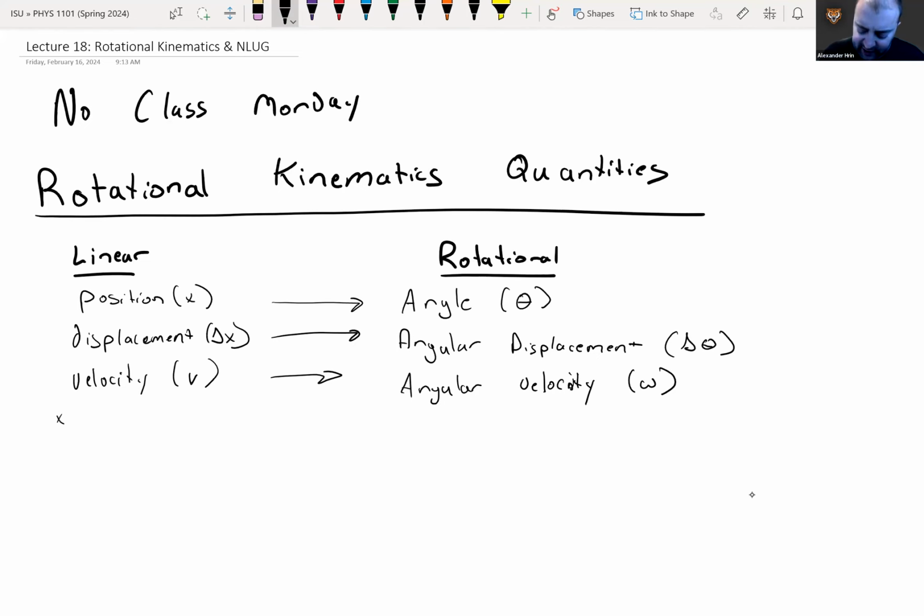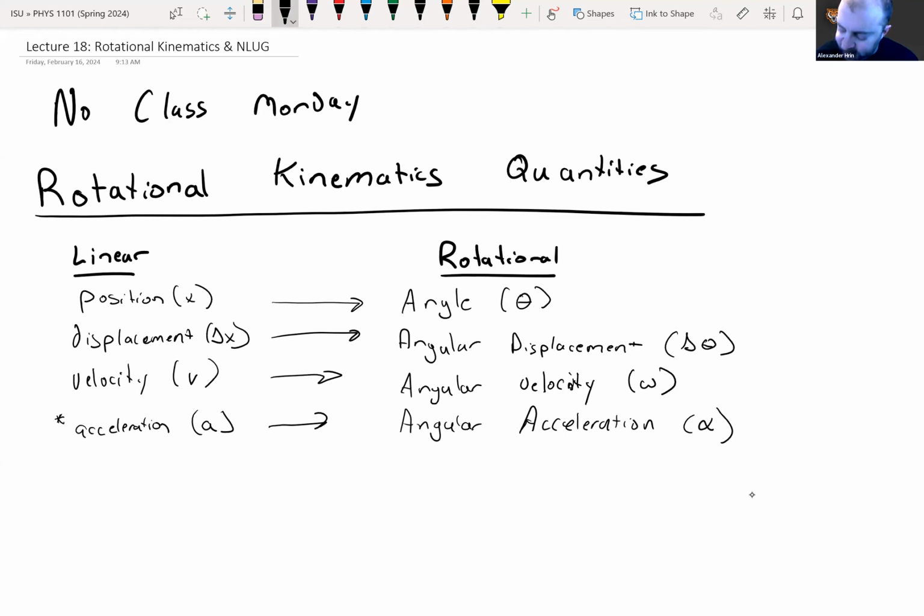Now the one we're not going to talk about as much is acceleration. This comes up in rotational kinematics, but we're not really going to go too deep into that. The corresponding rotational quantity is angular acceleration. The symbol that gets used there is alpha. Alpha looks kind of like a squiggly little fish.